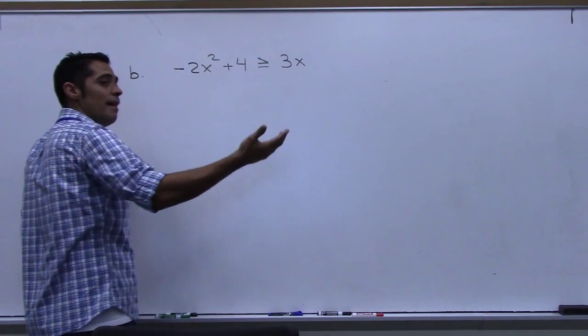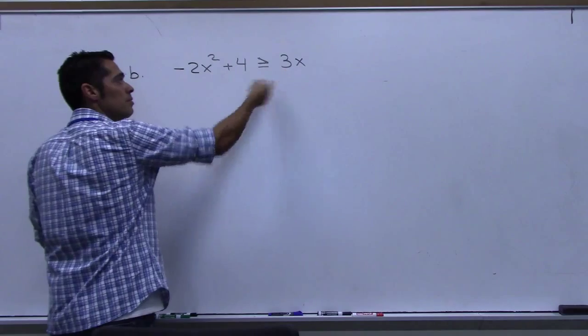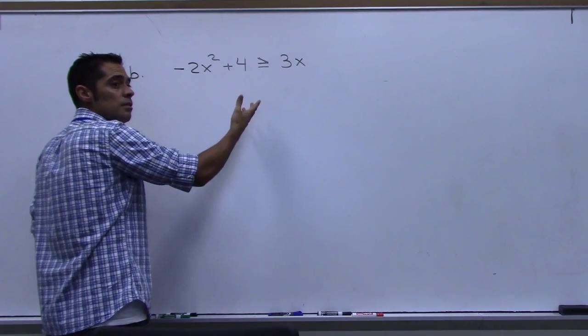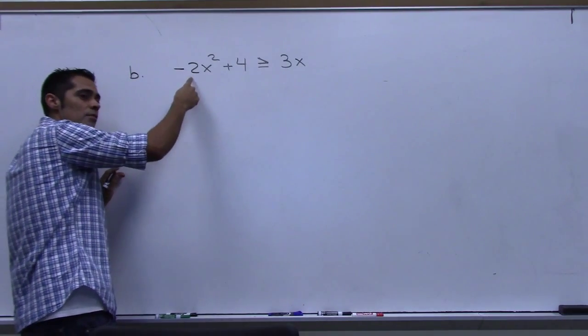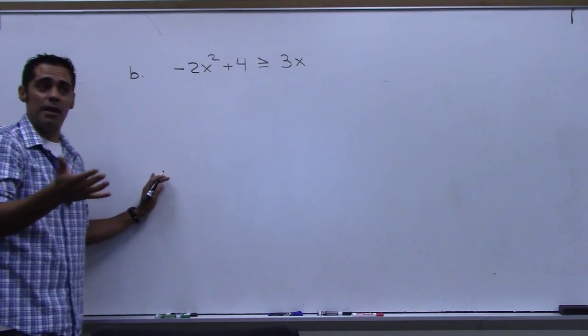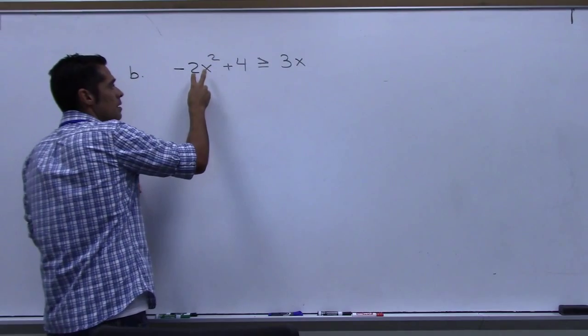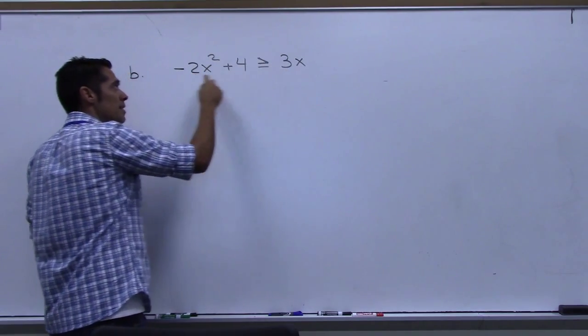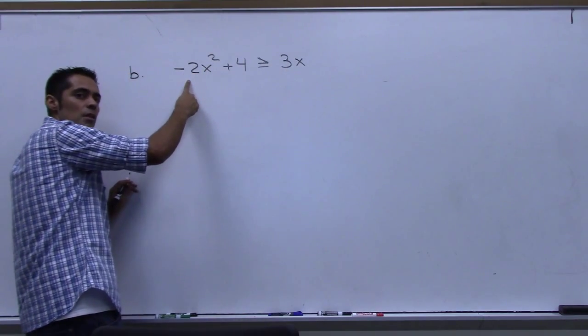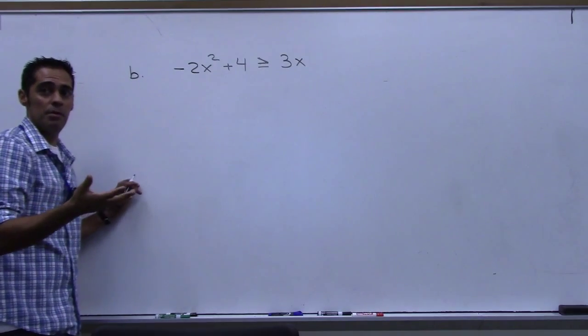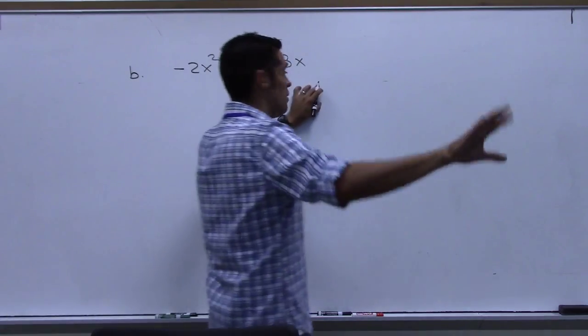Can I ask why you want to do it that way and not this way? Just curious. Okay, so you don't like the negative here, you want a positive? Okay, that's fine. That's what I would do too. But I'm just pointing out to everyone in the class, you could move the 3x over, but then you're going to have a negative in front of your x squared, which causes some problems for people. So you're choosing to move over to the other side.